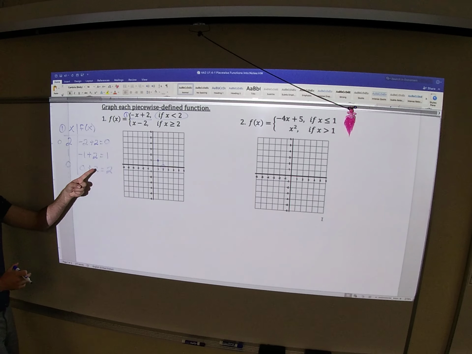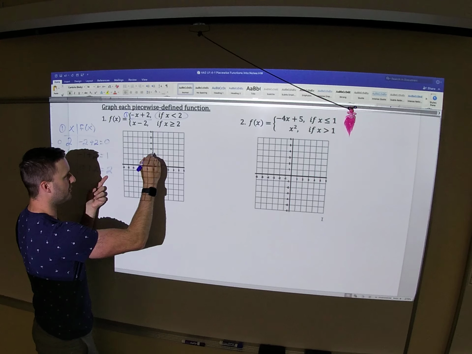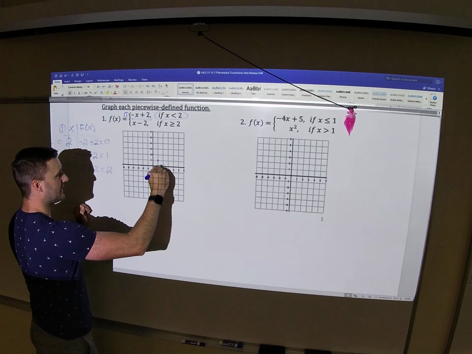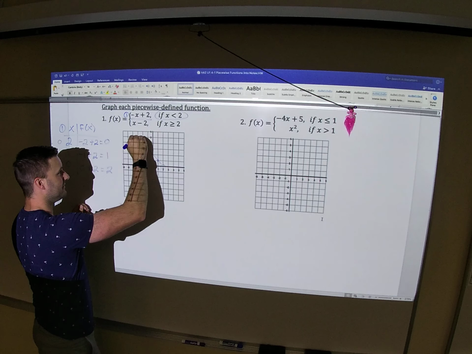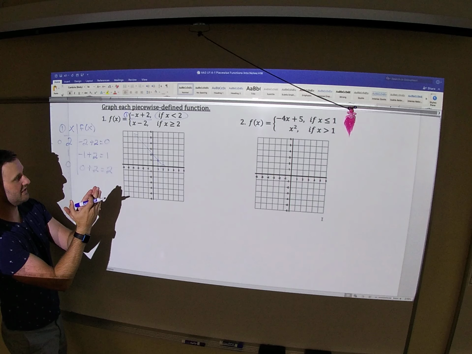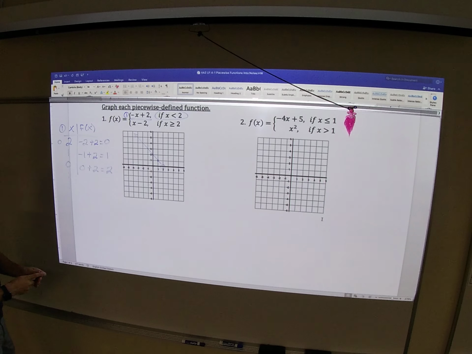Finally, I have 0, 2. So 0 is right here at the origin. I'm going to go up to 2 and put a point. Now we said we can go all the way forever to negative infinity. So I'm going to draw this line, and that's going to go forever, that piece. So the piece starts here at 2, and we're going to work back to negative infinity. Now that's just piece 1.